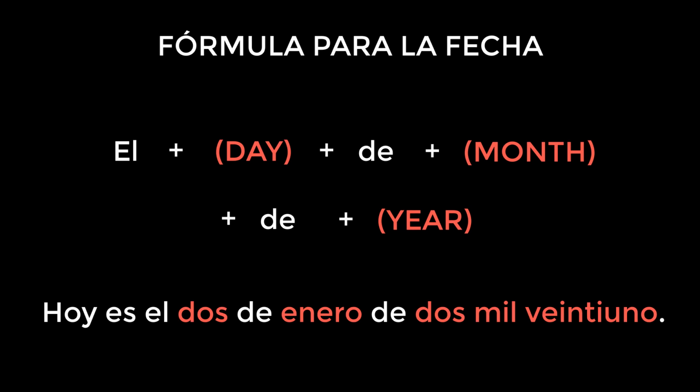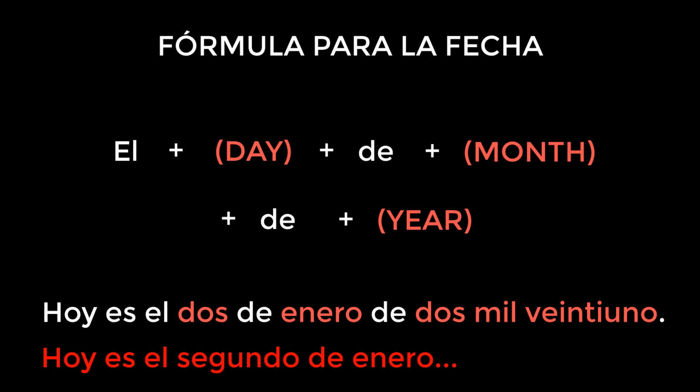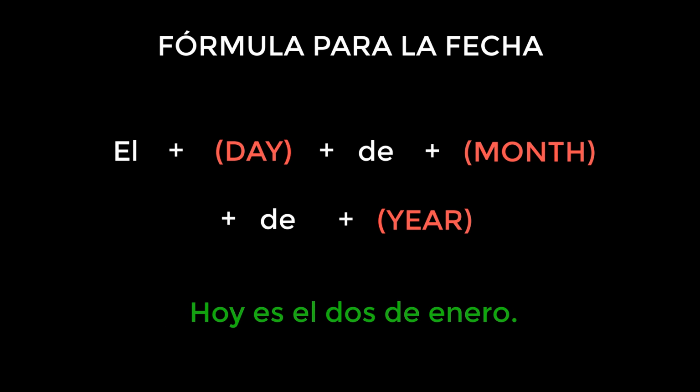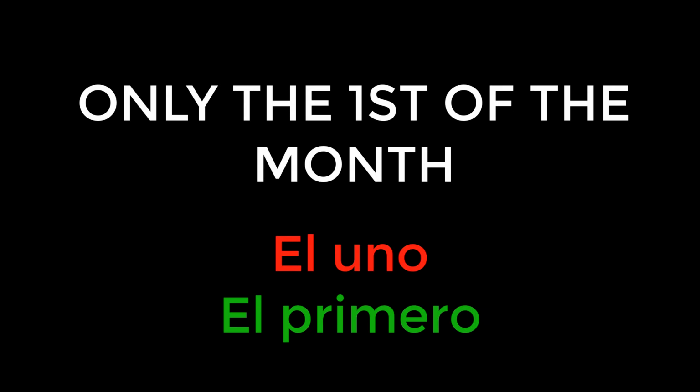Hoy es el 2 de enero de 2021. So I want to point out that with Spanish dates, you just use regular numbers. You wouldn't say, hoy es el segundo de enero, which would literally be, today is the 2nd of January. You'd say, hoy es el 2 de enero. The first of the month is the only time that you won't use the number. You won't say, hoy es el 1 de enero. You'll say, primero. Hoy es el primero de enero.